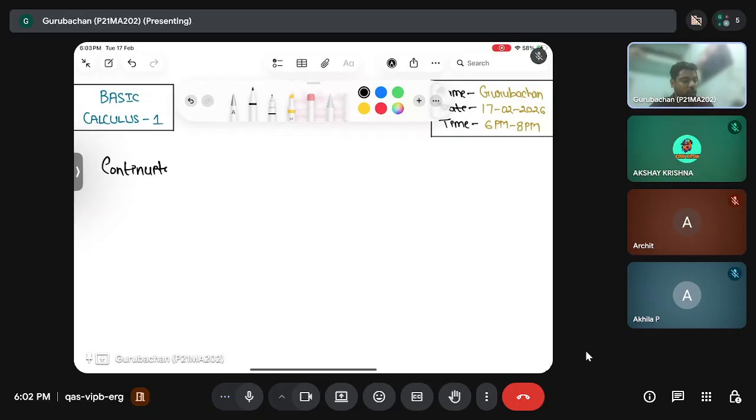Continuity test. Can anybody recall what is continuity test? How you can check the continuity of a function? The limit as x tends to 0 minus and then plus, then f of that function should be equal. Okay. So let me write it precisely.